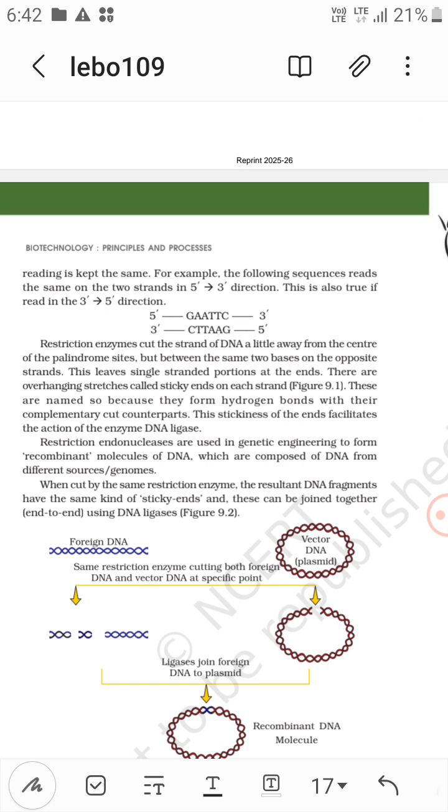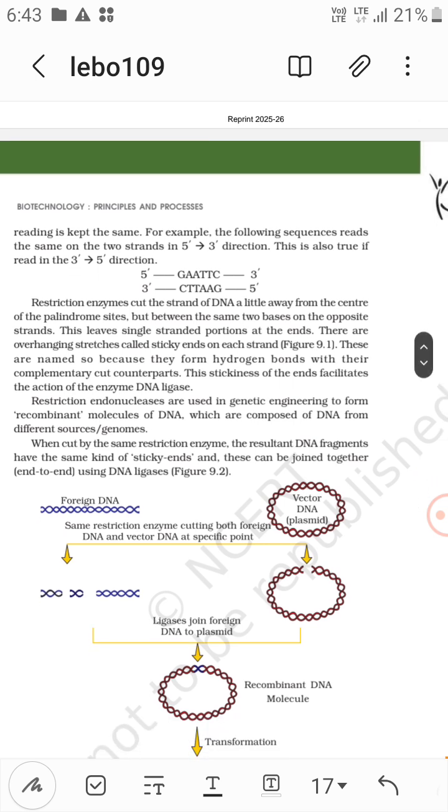This leaves single stranded portions at the ends. These are overhanging stretches called the sticky ends on each strand. They are named so because they form hydrogen bonds with their complementary counterparts. This stickiness of the ends facilitates the action of the enzyme, that is DNA ligase.